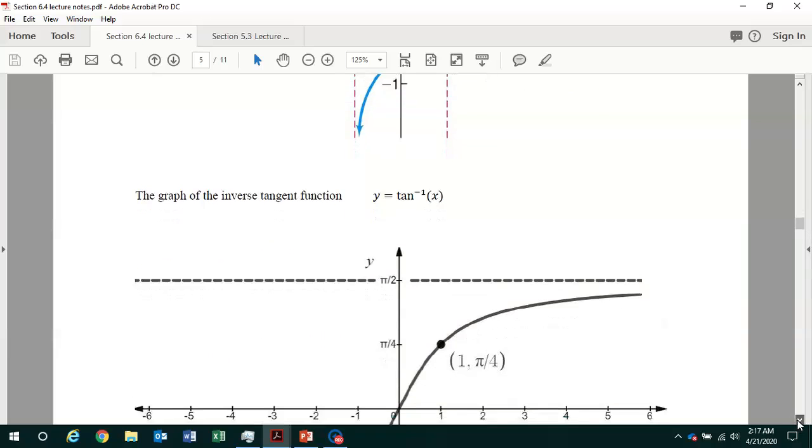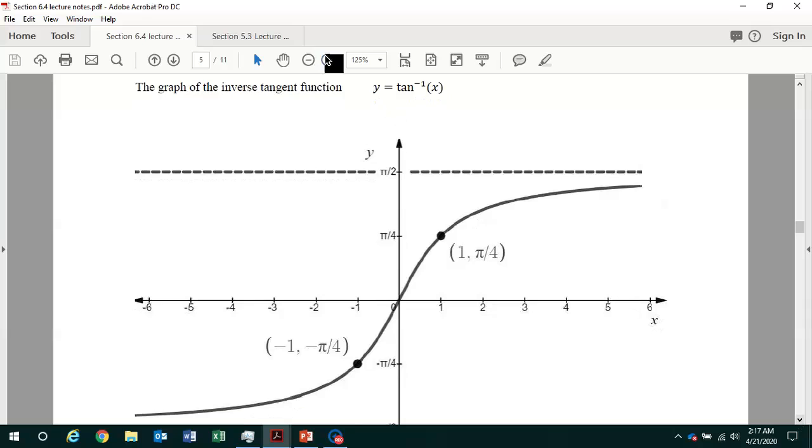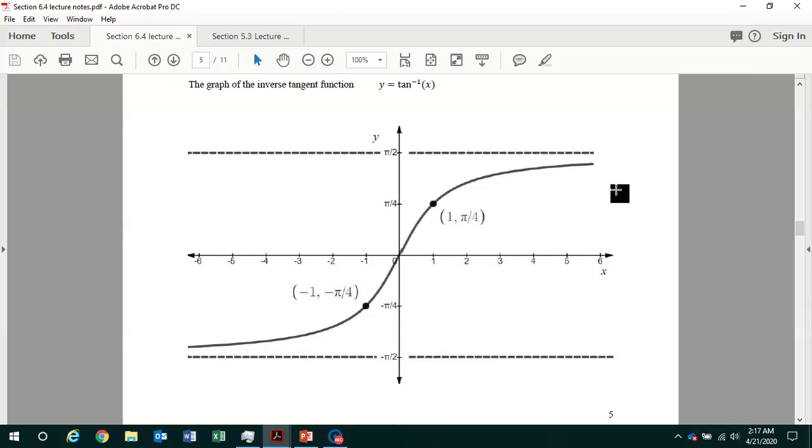So down below here is the graph of the inverse tangent function. On the horizontal axis, you can see the domain of the inverse tangent function is all real numbers, and the range of the inverse tangent function, which is the corresponding y values, goes from minus pi over 2 radians to plus pi over 2 radians, or minus 90 degrees to plus 90 degrees.